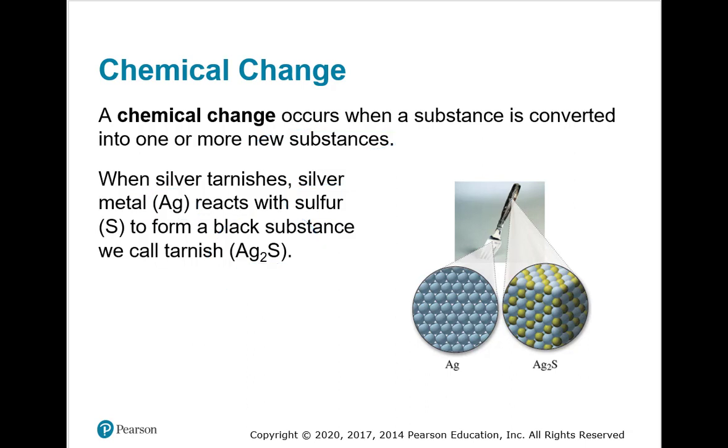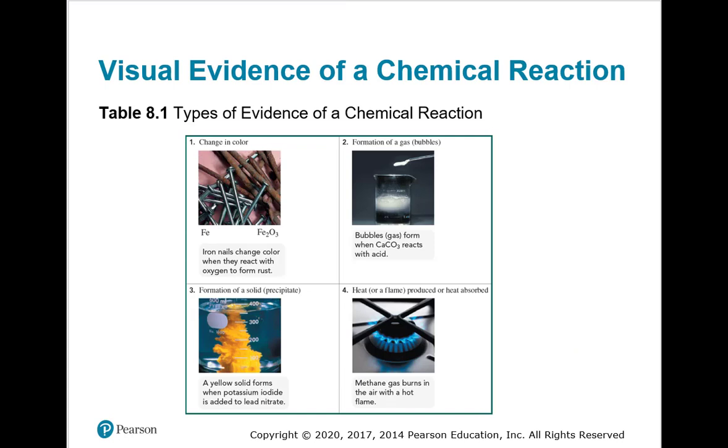We would write this chemical change as Ag, silver, reacting with, that means plus, sulfur to form Ag2S. Here's some evidence that a chemical reaction happened. We have a change in color. For example, iron nails change color when they react with oxygen to form rust.